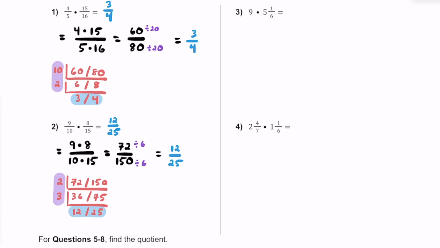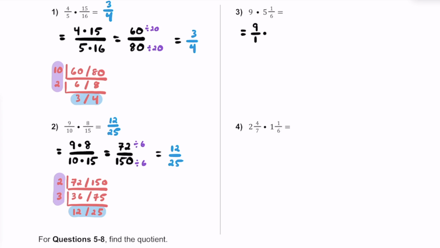Let's try number 3. For number 3, we have a whole number here. We have 9 multiplied by a mixed number of 5 and 1 6th. So we want everything to either be a proper fraction or an improper fraction. So let's go ahead and rewrite this 9 real quick. 9 is going to be the same thing as 9 over 1.